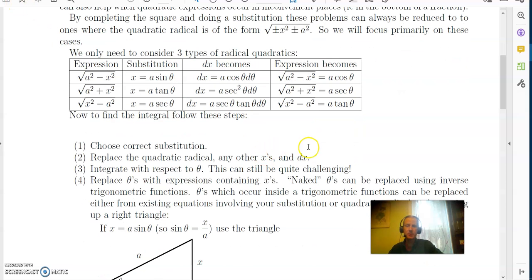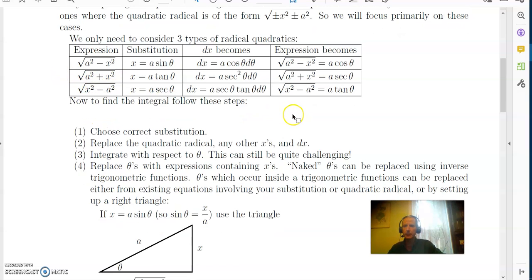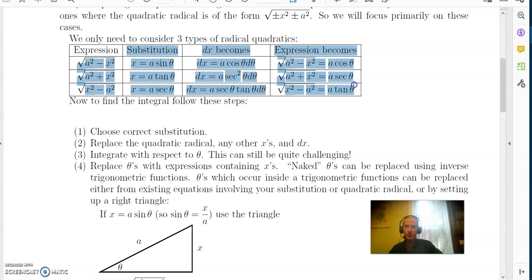Now these problems take a while, but they will all be done with the following steps. First, you choose the correct substitution, which is one of these three, however you have to say what a is. Then you're going to replace the quadratic radical and any other x's and the dx, which all are inside the integrand, and you can do it with all the information inside this table.